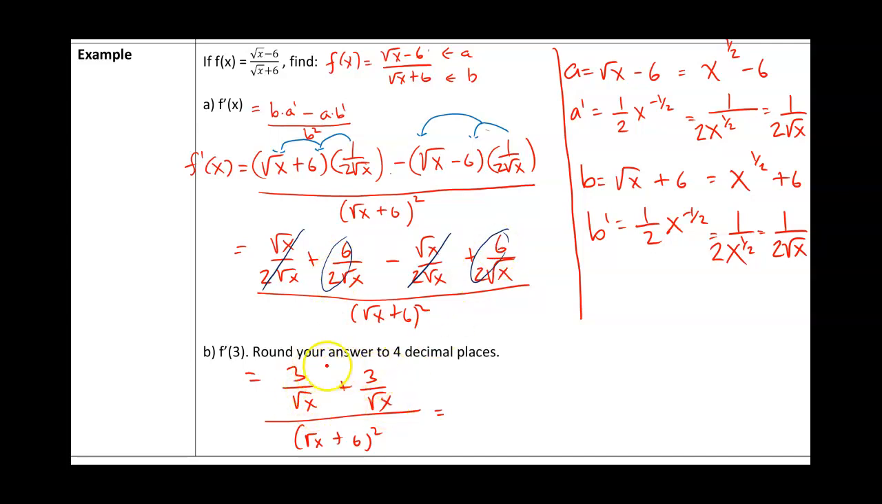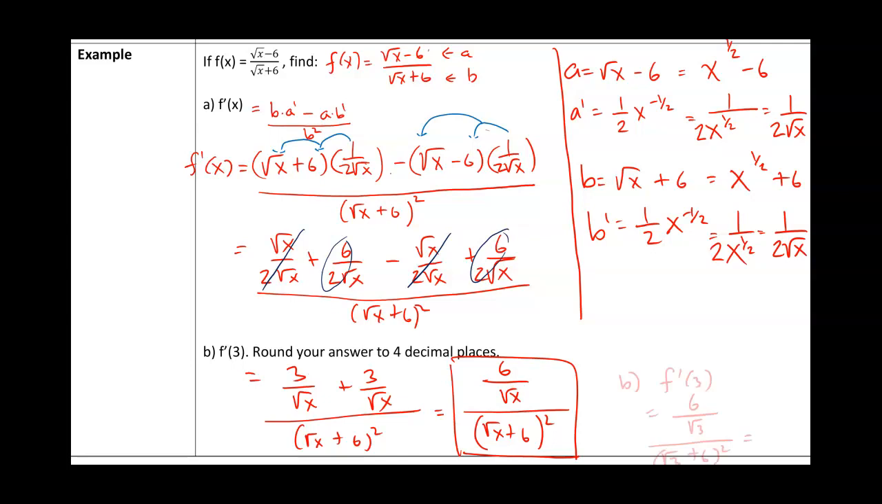Now if we add these together, this is going to give you 6 over radical x times (radical x plus 6) to the second power. So once again, these two crossed out because they were the same term but different signs. And then you have 6 over 2 is 3, 6 over 2 is 3. At the numerator, we get 6 over radical x. So that'll be our derivative.